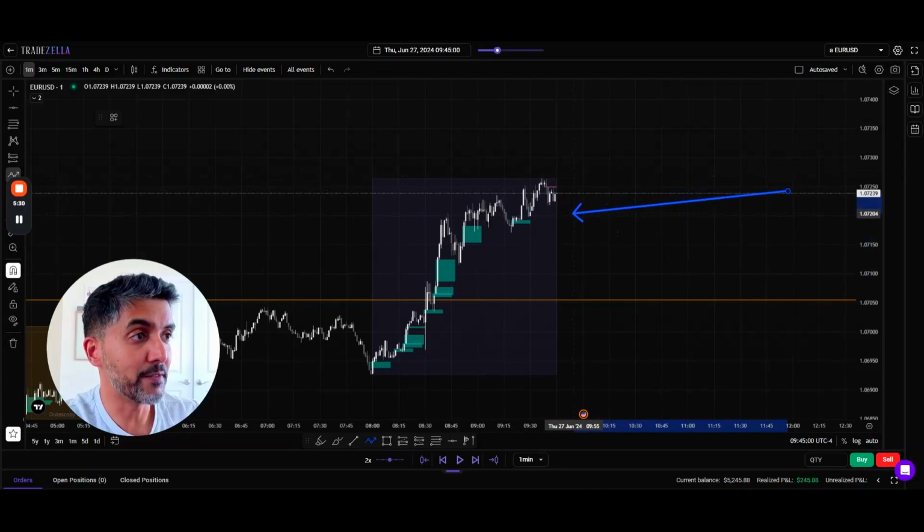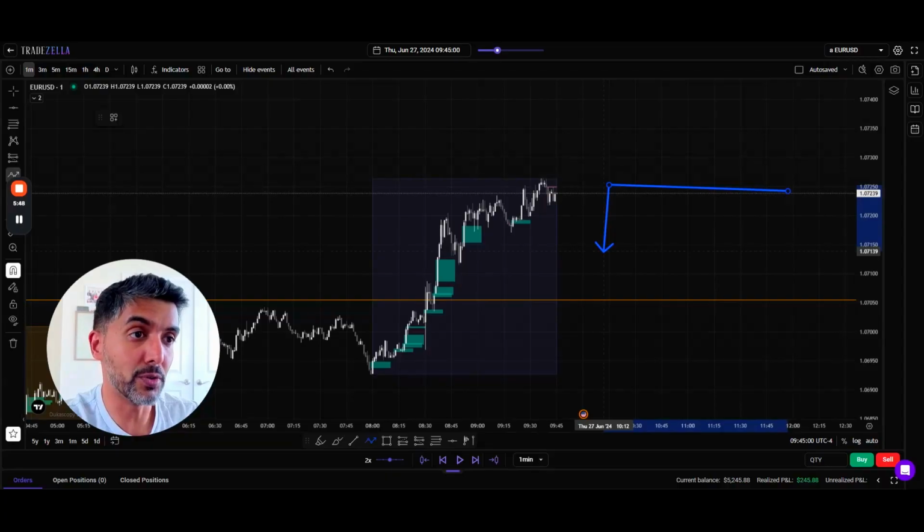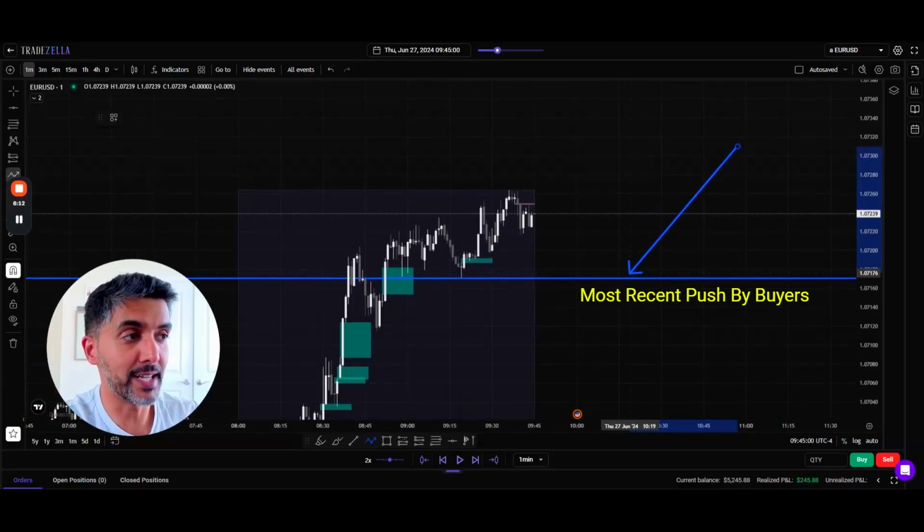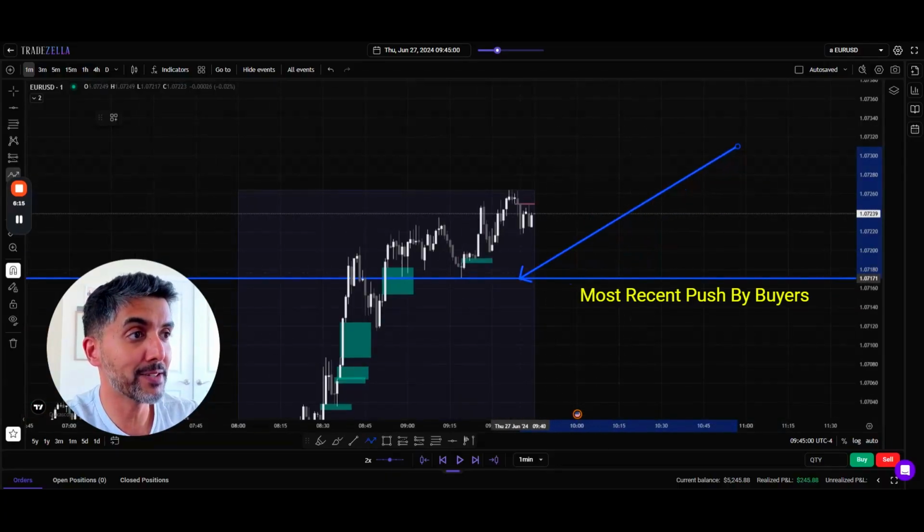I want to identify the level where buyers stepped in to move price higher. This would be the level that I want to then see sellers break and close below, showing me that they are now in control. If we zoom in closer, this blue line is what I'm going to identify as the last level where buyers stepped in to aggressively move price up.